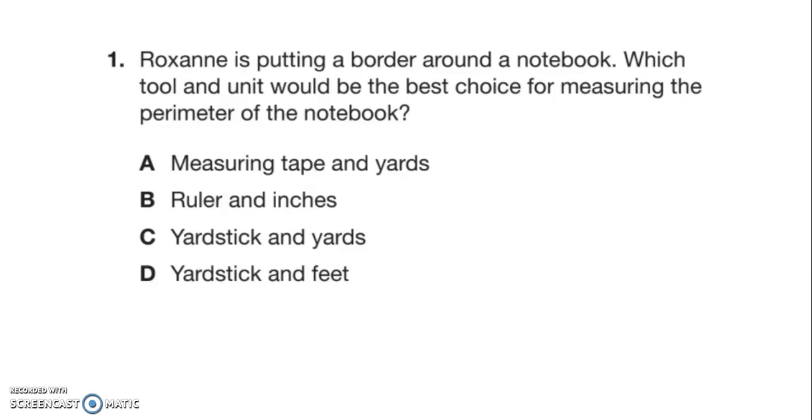All right, so looking at these answer choices, we've got measuring tape and yards. Well, like we said, measuring tape is to go around round things, and, well, a notebook isn't typically round. And yards seems kind of big for a notebook. Think about the big yardsticks we've used in the classroom. So I would eliminate A.